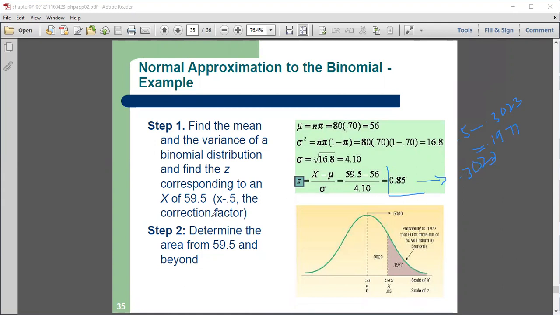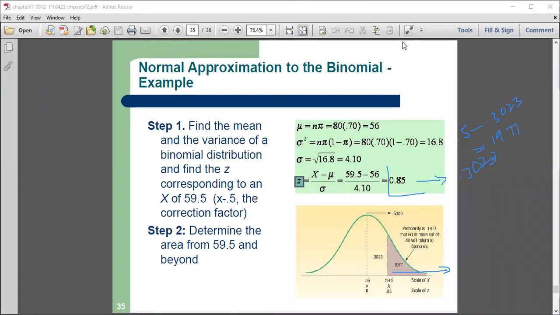So we are going to find out the area from 59.5 and beyond. So this is the area beyond 59.5. So the probability is 0.1977 that 60 or more out of 60 will return to the Santonis. So this is the normal approximation to the binomial.